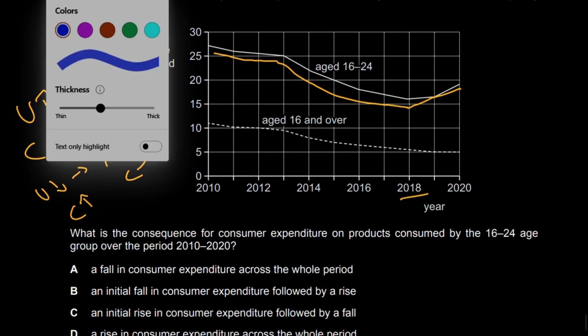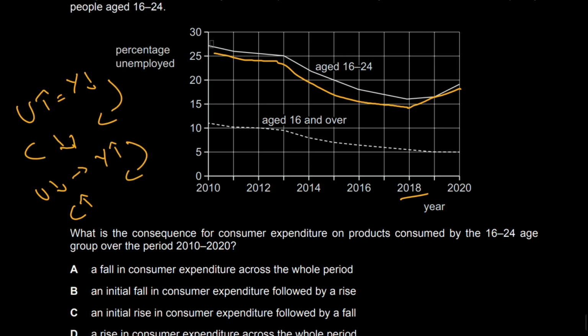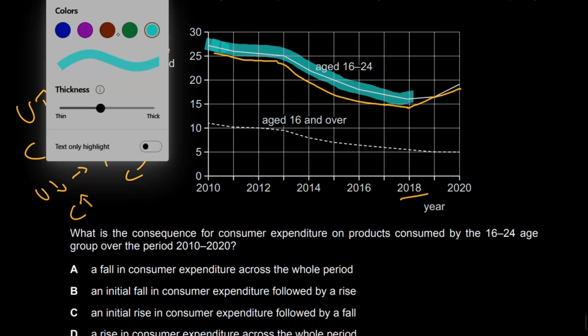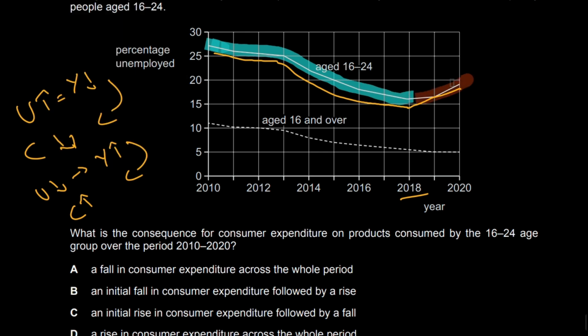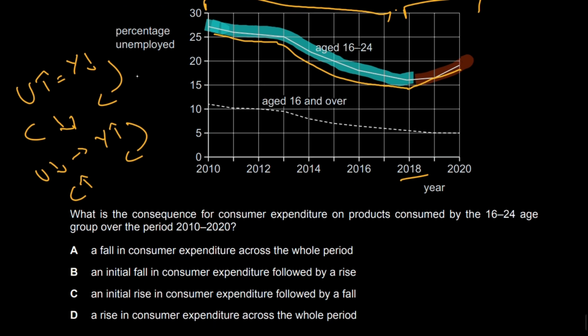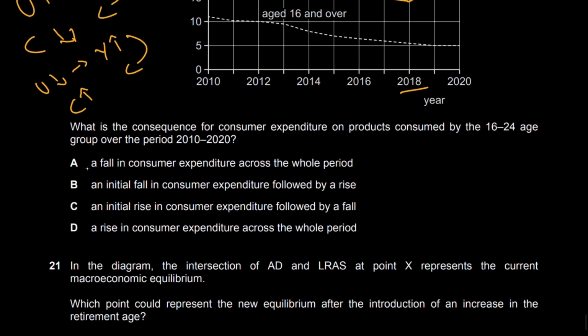If we look at the graph, I'll just try to highlight it. Basically, we have a falling unemployment rate. It falls from 2010 till 2018, and then after 2018, it starts to rise. So in this section of the graph, our consumption must have increased as our unemployment fell. However, after 2018, our consumption may have decreased as unemployment rose again. So option A is wrong, as across the whole period we don't have a fall. First we have a rise, and then we have a fall.